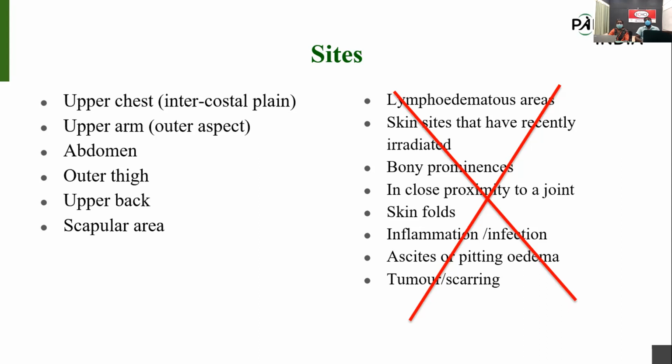Then if we are choosing the area around the umbilicus for the subcutaneous injection, and the patient already has ascites or any pitting edema, we need to avoid that area because it will not help to absorb the fluid in that area. Then tumor mass or scarring, anything we see, we need to avoid those areas for the subcutaneous injection or for subcutaneous infusions.